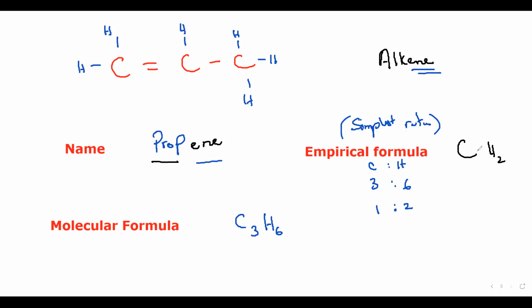That's the empirical formula. So molecular formula, what does it represent? It represents the actual number of atoms which are present in the structure, whereas empirical formula represents the simplest ratio between the atoms present in the structure. Is it clear? This example and the name of this hydrocarbon.